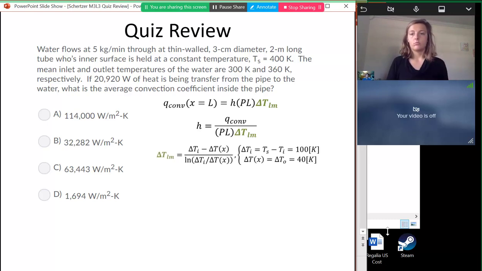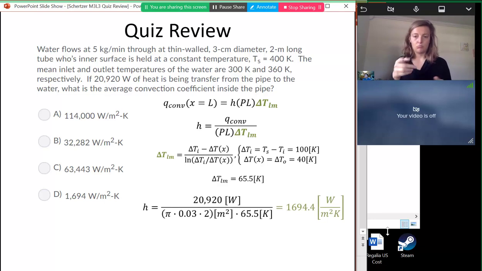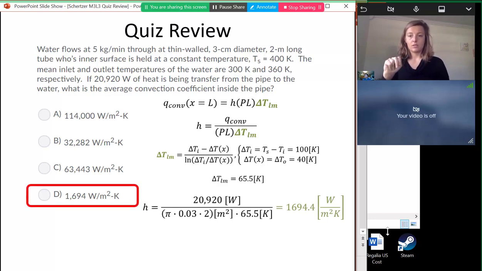We know enough information to calculate the log mean temperature difference given by this equation here. So we can find the log mean temperature difference at the length that we're interested in. Then we put that into our equation and we find a value for h, and that value is on our list. So we pick D.